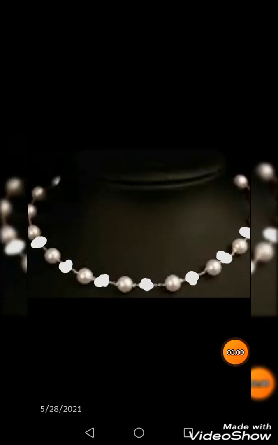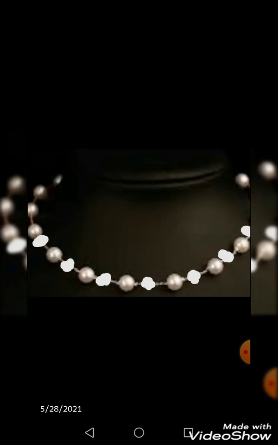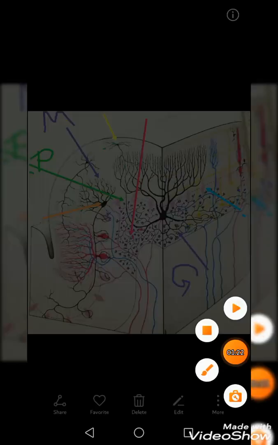Yeah, this picture resembles that of the middle layer, which is made up of the cell bodies of large multipolar neurons called Purkinje cells, and they form a single row along the outer margin of the inner layer of the cerebellum. So keep in mind this picture, right?